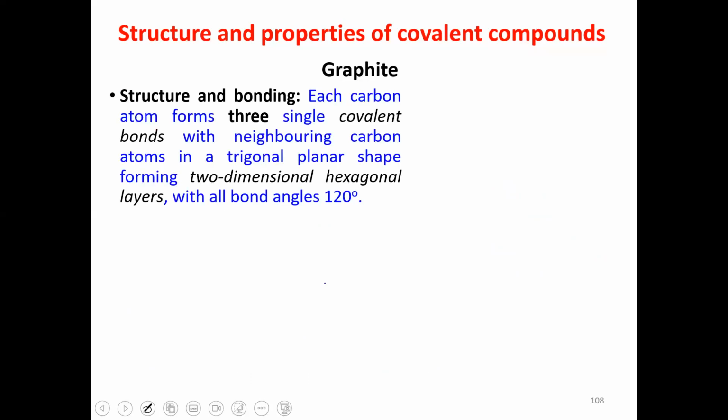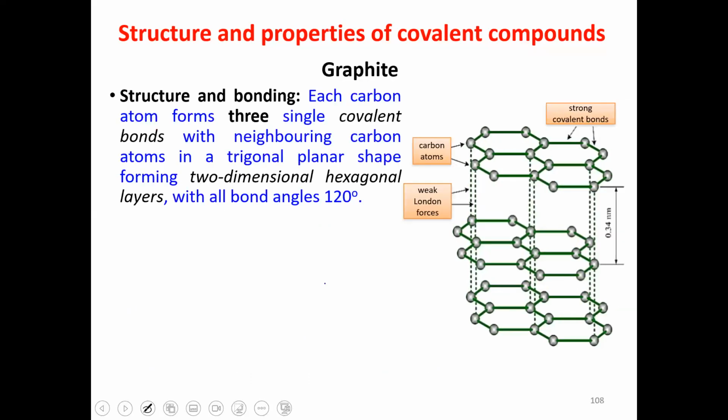What is the graphite structure? You can always look at the screen. Graphite is just carbon atoms. They form graphene, and then graphene forms layers on top of each other, like layers of graphene that will form graphite. And you read the language: two-dimensional hexagonal layers with all bond angles 120.